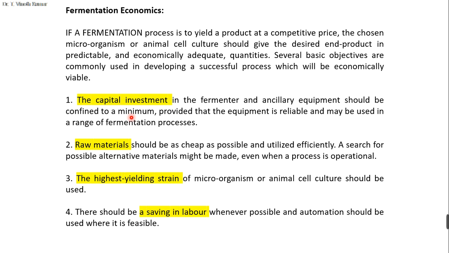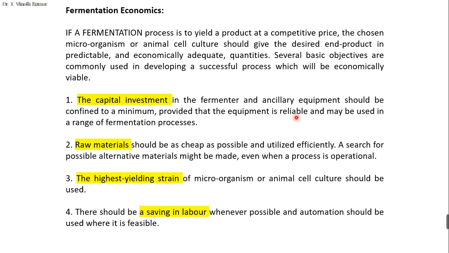And if you are going for the higher level, maybe the company goes to the next level, a corporate company, increasing production, with an entirely different marketing strategy, expanding your horizons and selling your products to other countries, and you have to produce much more, then you can scale up. So unnecessarily, the capital investment for the fermenter and ancillary equipment should be avoided. That is why it should be confined to a minimum level, providing that the equipment is reliable and may be used in the range of fermentation processes.